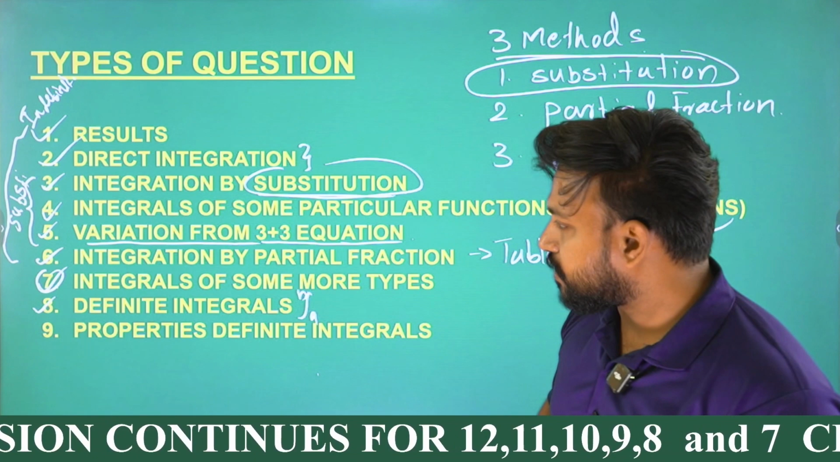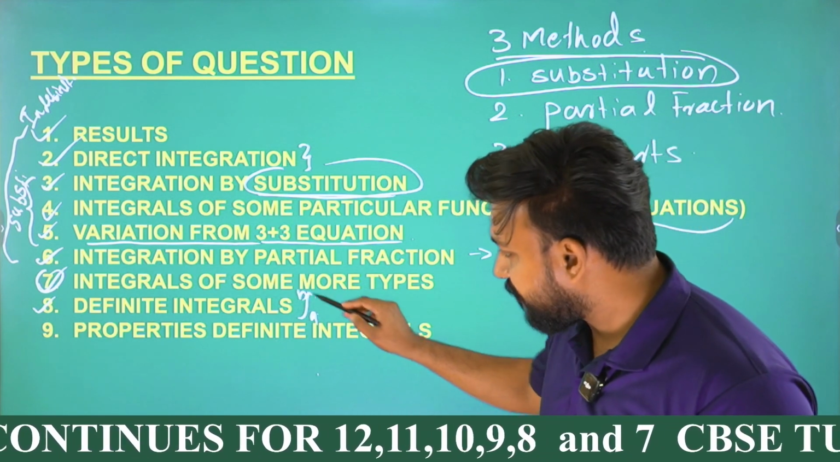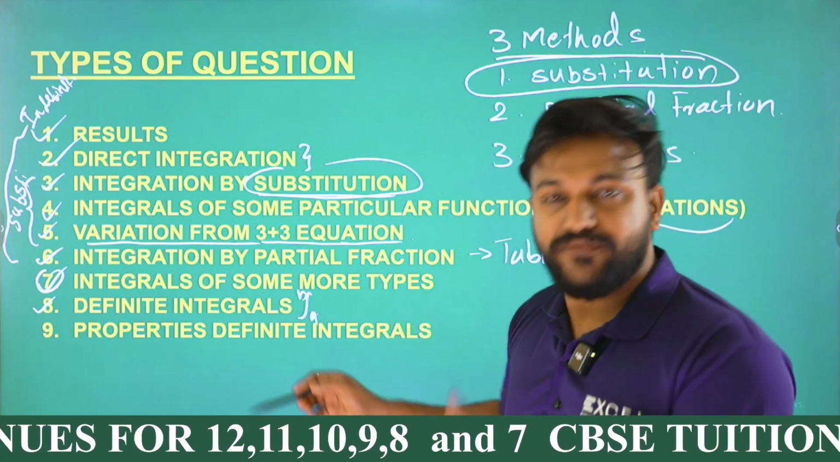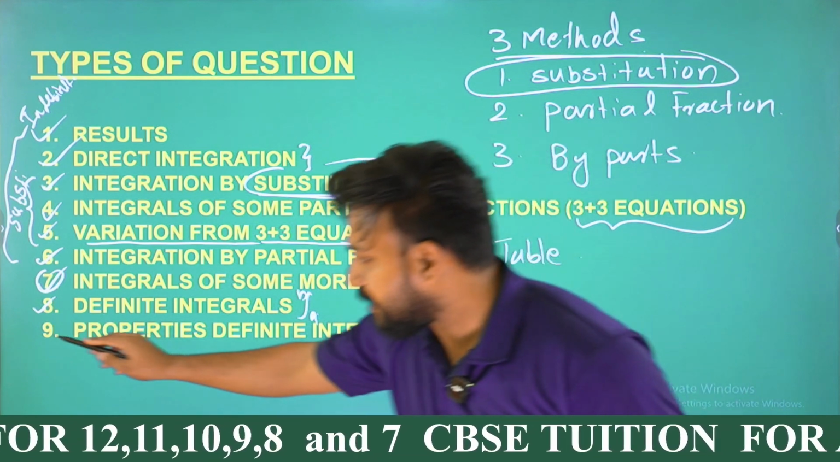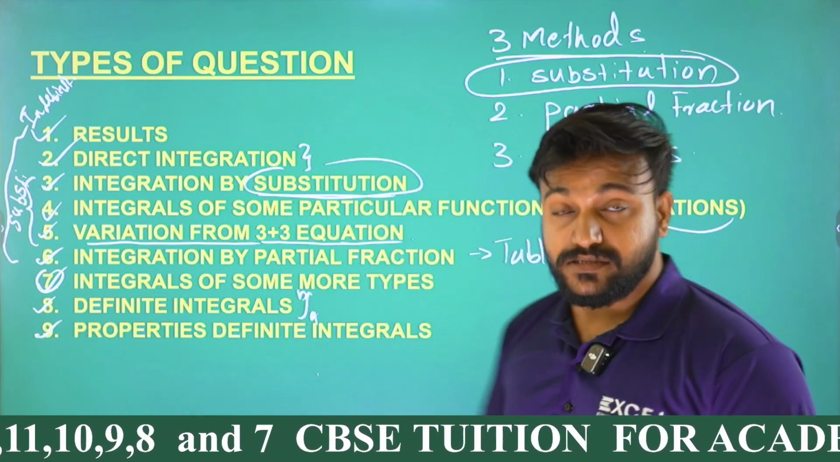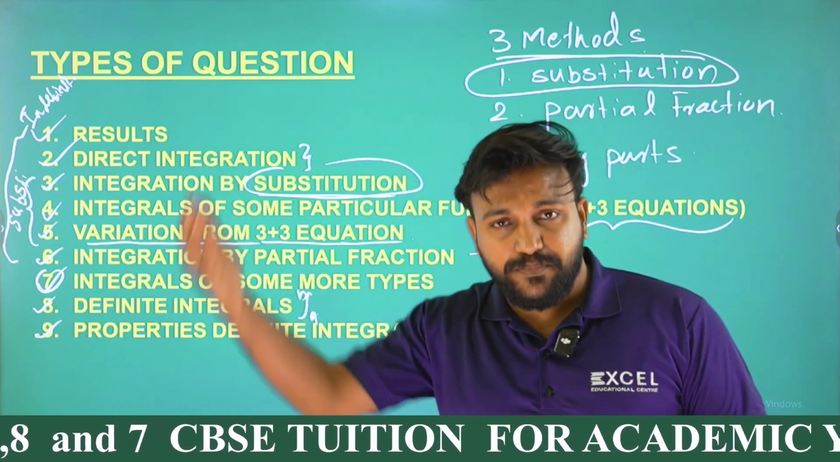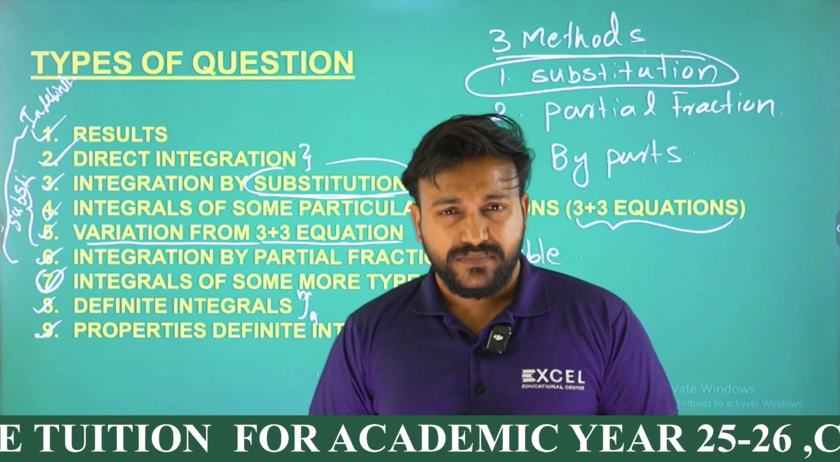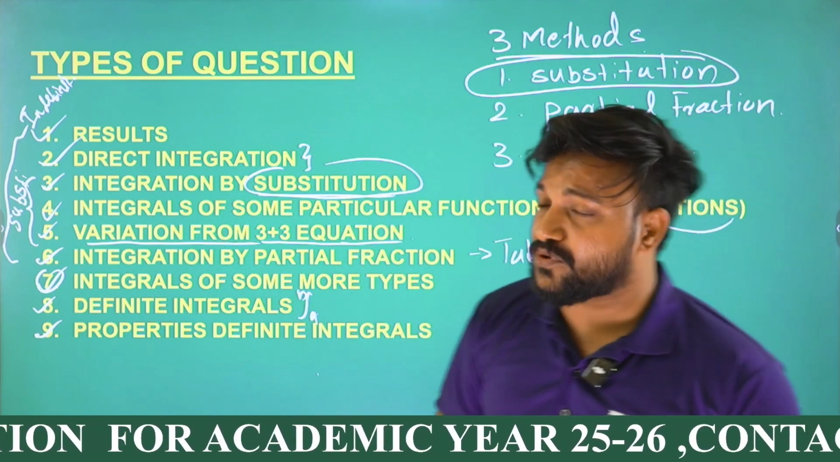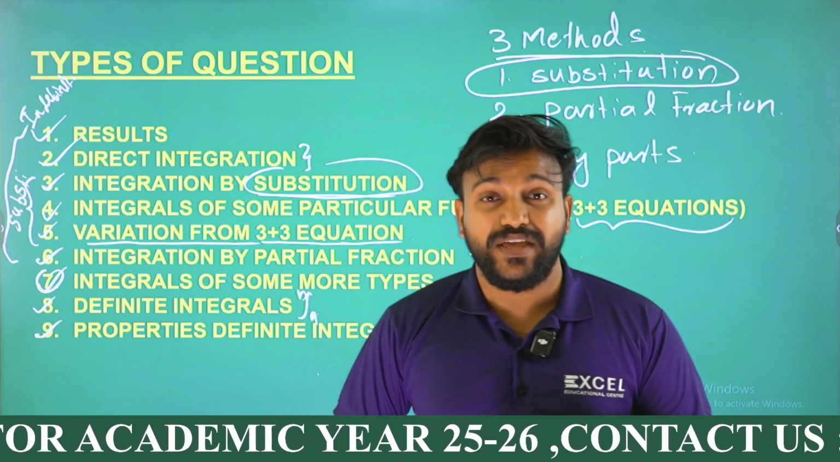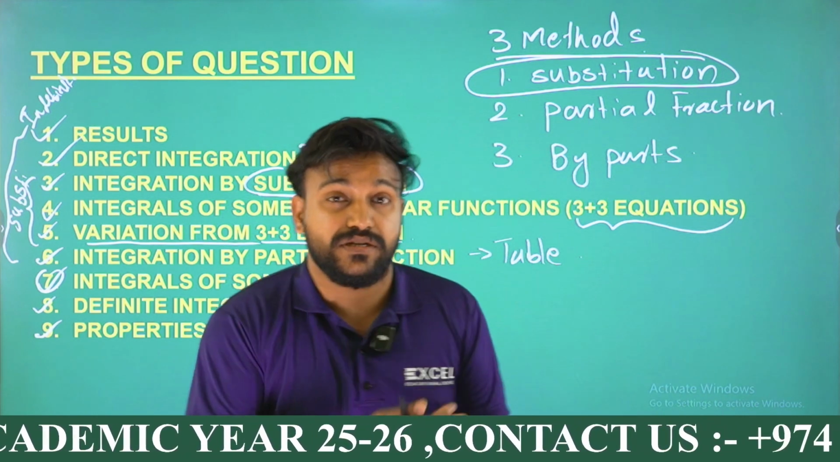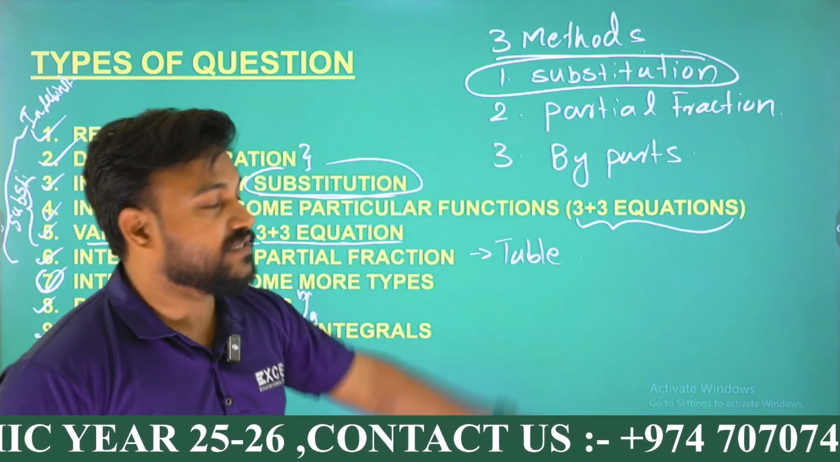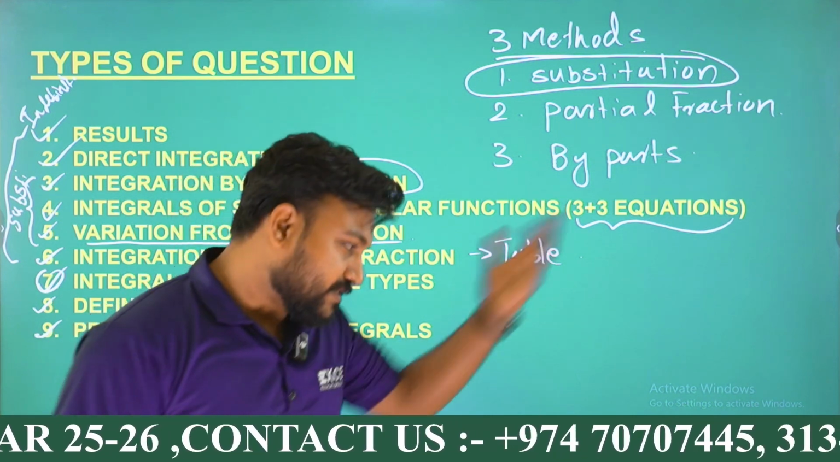And the 8th one is what? Definite integral. That means it will have a limit, from integral a to b, from a point to another point. And the 9th one is what? There are some properties. We have to use those properties to answer the question. So these are the 9 types of questions that you can expect. Now we can check what questions you can expect from each of these types. Okay, let's dive into that.